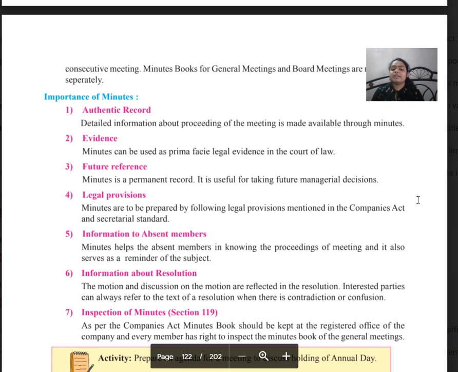So, firstly, it is used for future reference. In case in future we require a reference, the minutes book is always available. Then, legal provisions: all the secretarial standards mentioned in the Companies Act are to be followed in this. Then, information about absent members helps in knowing the proceedings of the meeting, and also serves as a reminder of the subject. Then, information about resolution: whatever resolution, motion or discussion had taken place earlier can also be seen in such a book.